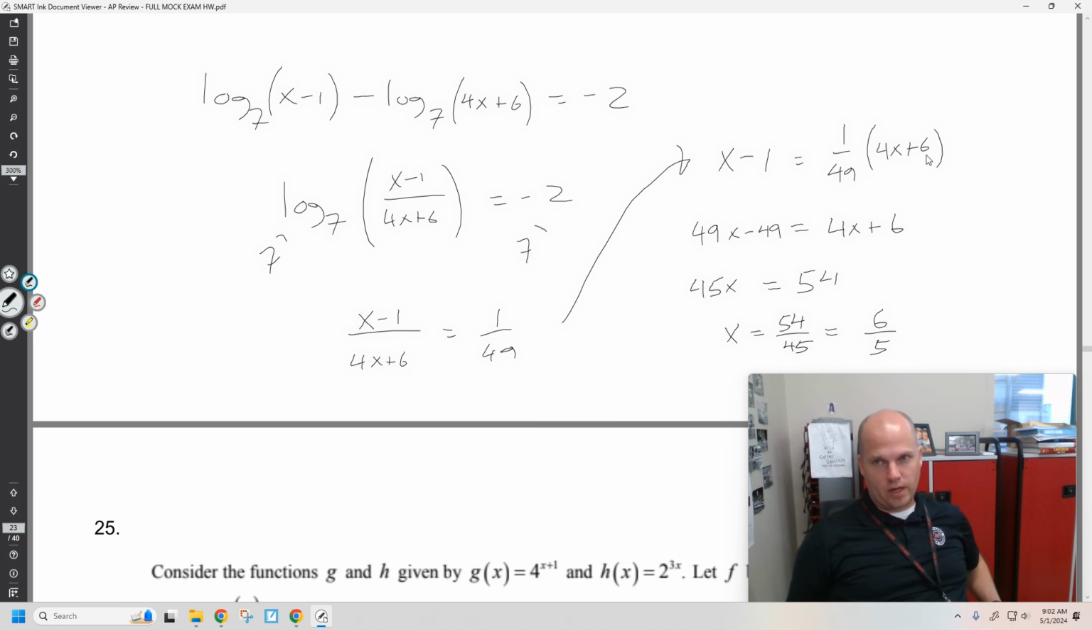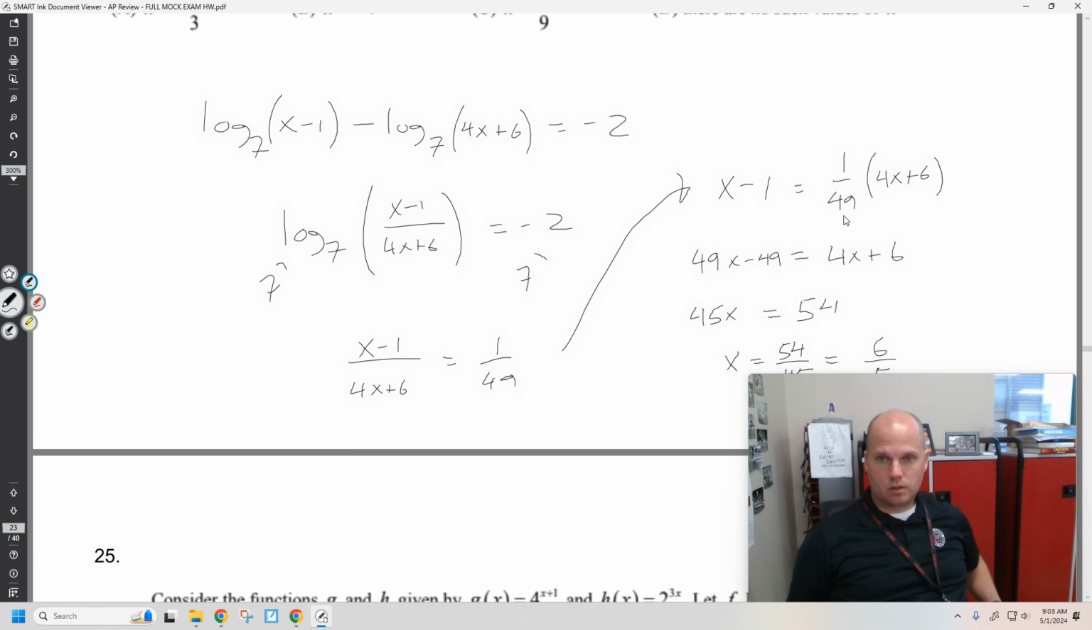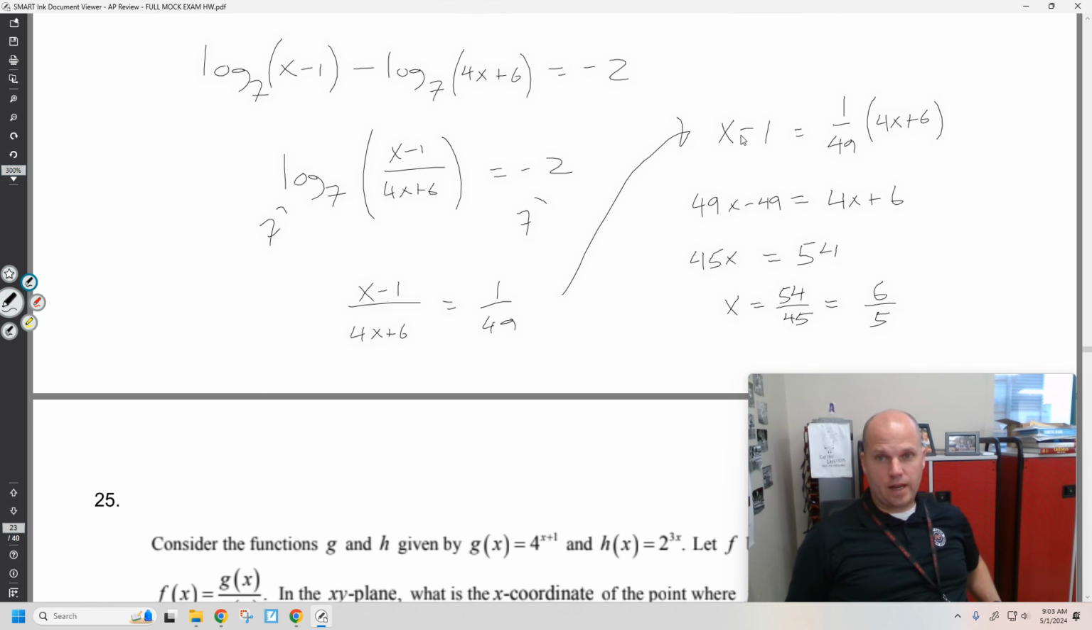Distribute the 1/49 if you want to. Rather, multiply by 49. I'll show you a different way to do this. Start. That is 49x minus 49. That's correct. I subtract 4x, and I add 49. There you go.